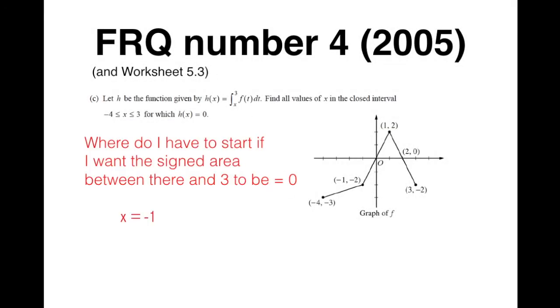Now there is one more possibility, there is one more value of x for which the integral from x to 3 is going to be 0, and that's so obvious we tend to forget it, but don't. The answer is x equals 3. When you integrate from 3 to 3, clearly there is no area.